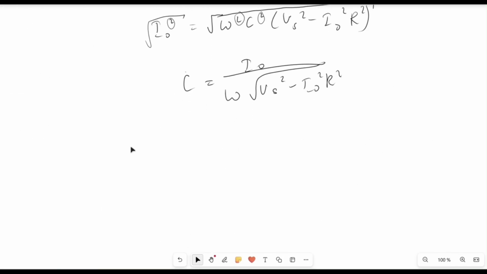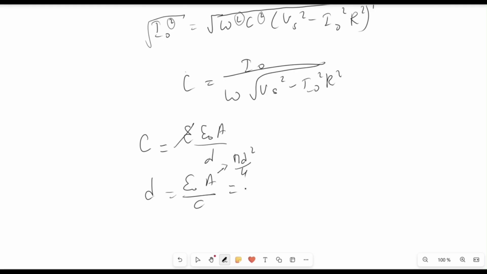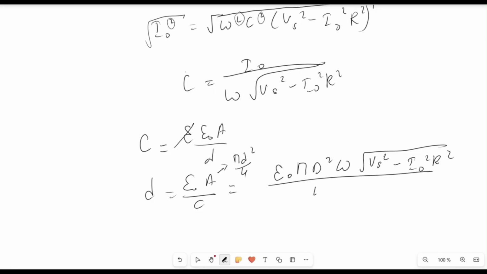Okay, the last formula is the formula of capacitance. Yes, capacitance is epsilon0 A over d. Okay, we don't need this kind, because we don't have a dielectric. So I'll write like C equals epsilon0 A over d. As you remember, we have a diameter D. We can easily find our area. So the final formula will look like this.